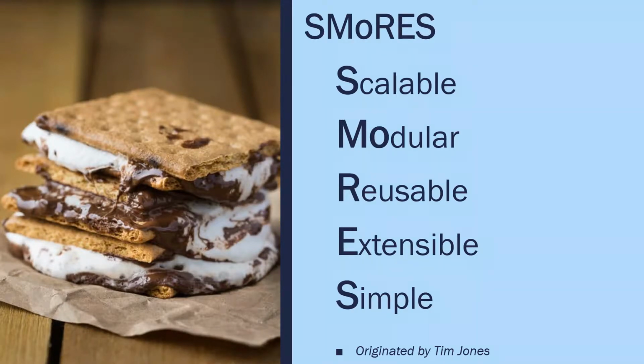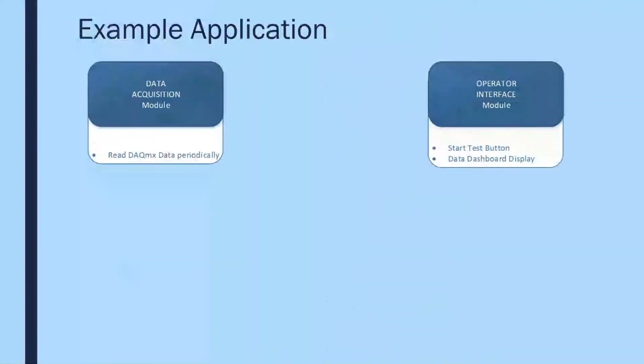So what are the JSMA core concepts and how do they compare to this s'mores ideal? First, we'll start with the MO, modular. A JSMA application is modular by design. Your JSMA application will consist of multiple modules that are each responsible for different aspects or tasks required of the software. The modules will run concurrently.